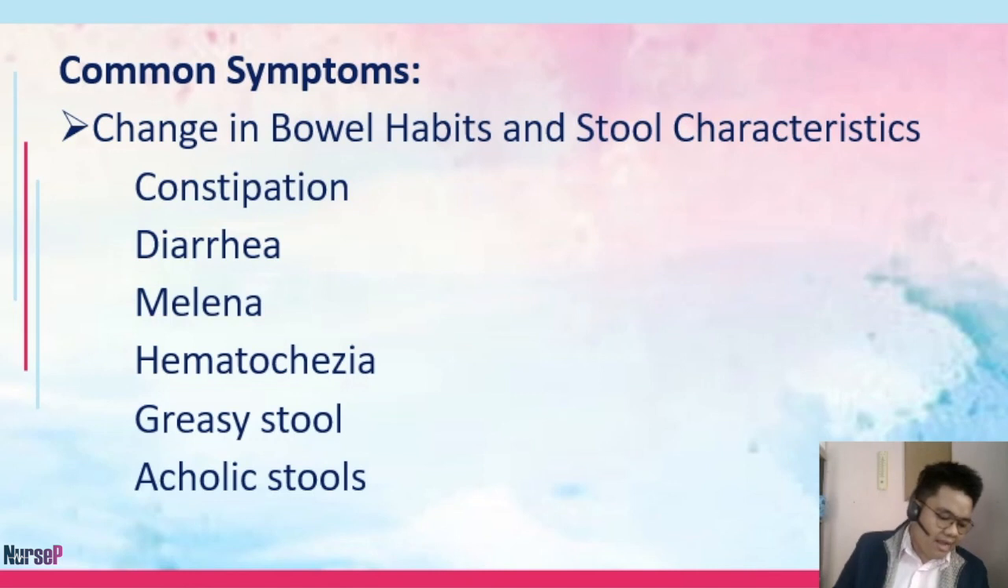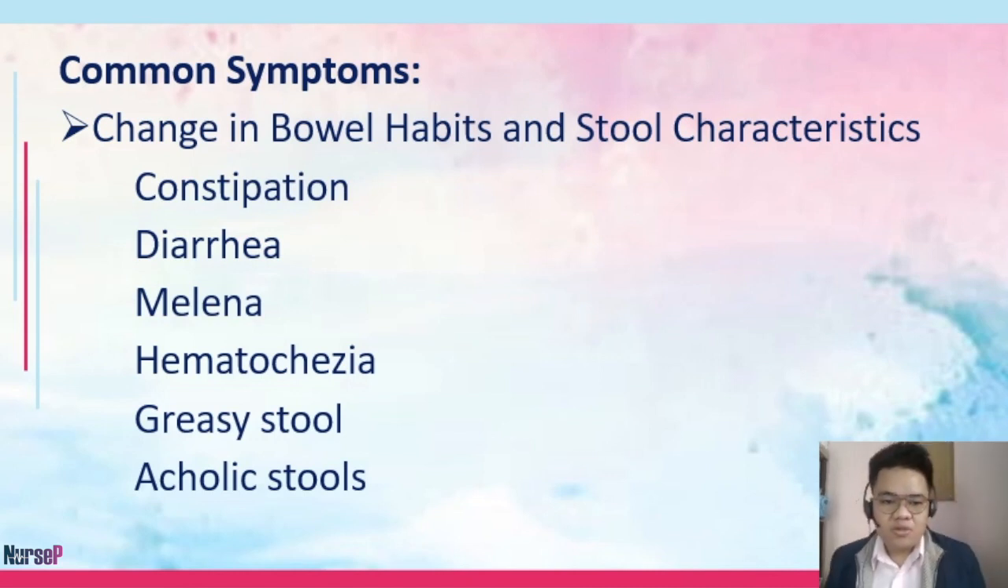When I talk about hematochezia, this is the presence of bright red blood in your stools, or streaks of blood in your stools. So hematochezia is an indication of lower gastrointestinal tract bleeding. Then you have greasy stools and acolic stools. Greasy stools would indicate that there is presence of fats in your stools. That would mean that the fat is not properly metabolized or not properly absorbed by your GI system. It may also be caused by increased or too much intake of fats.